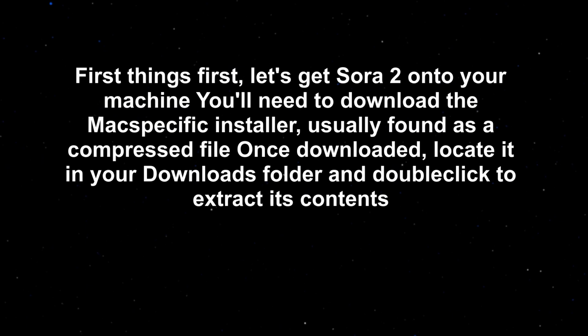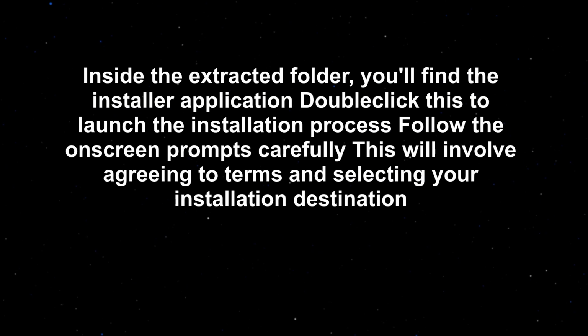You'll need to download the Mac-specific installer, usually found as a compressed file once downloaded. Locate it in your Downloads folder and double-click to extract its contents. Inside the extracted folder, you'll find the installer application. Double-click this to launch the installation process. Follow the on-screen prompts carefully. This will involve agreeing to terms and selecting your installation destination.